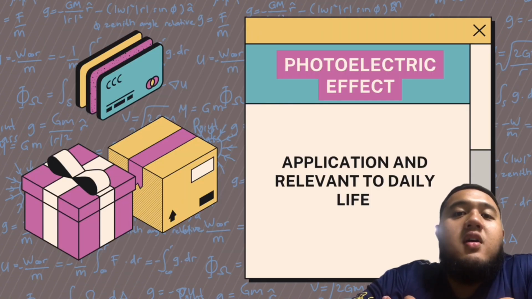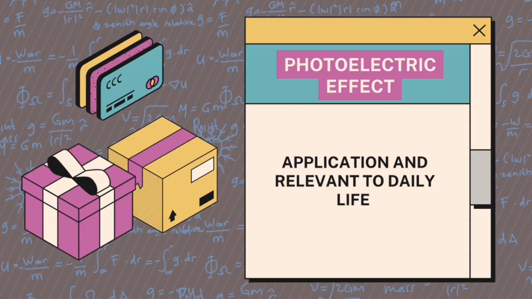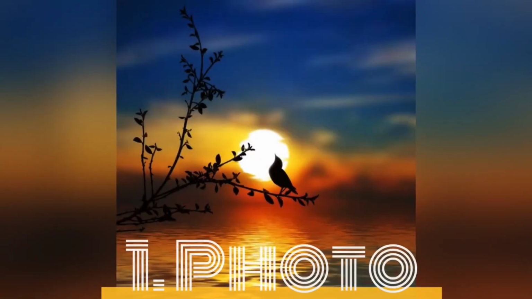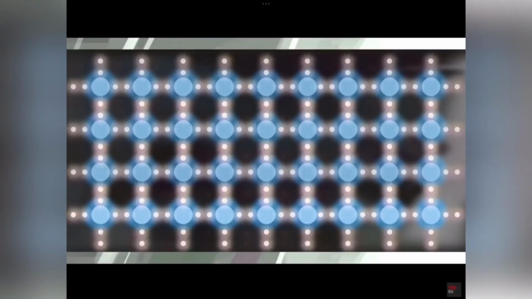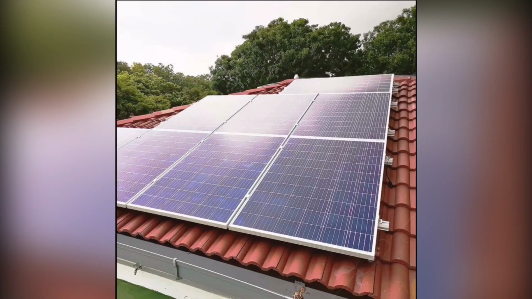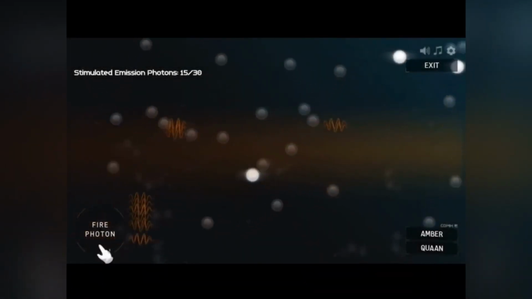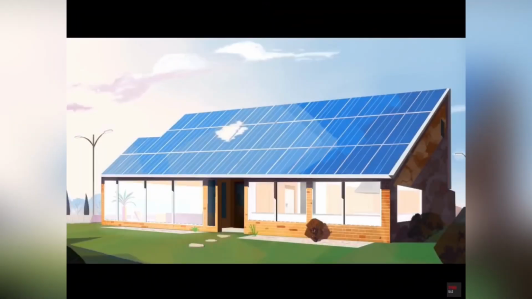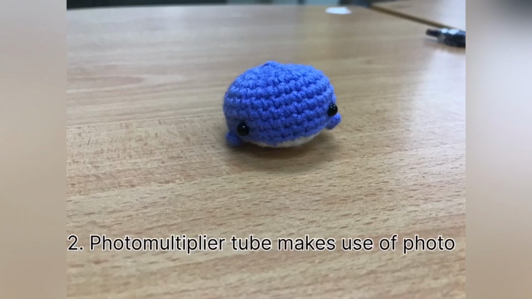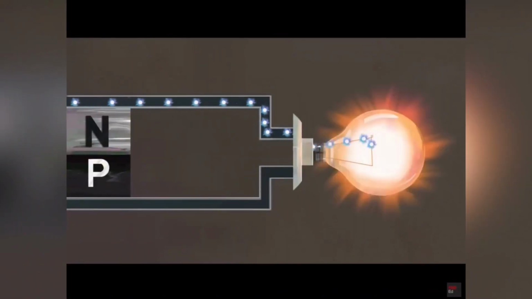Now, I want to talk about the applications of the photoelectric effect. There are 4 applications of the photoelectric effect. Number 1 is the photocell, which is the most important application. It is most commonly found in solar panels. It works on the basic principle of light striking the cathode, which causes the emission of electrons, which in turn produce current. Number 2, photomultiplier tubes make use of the photoelectric effect to convert light intensity into electrical currents.